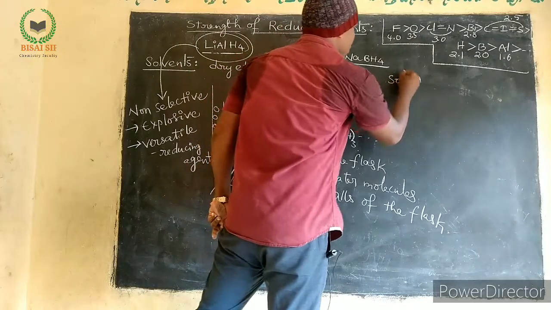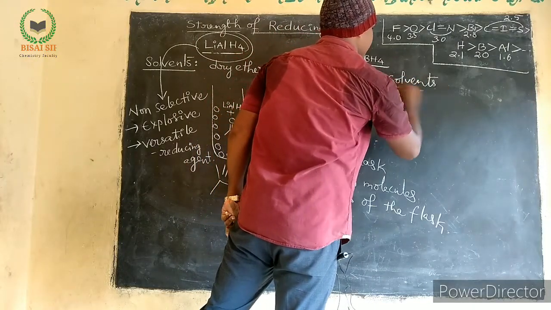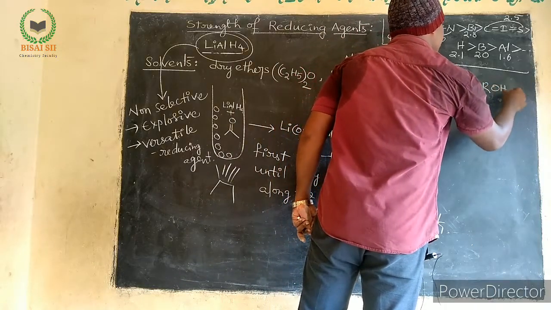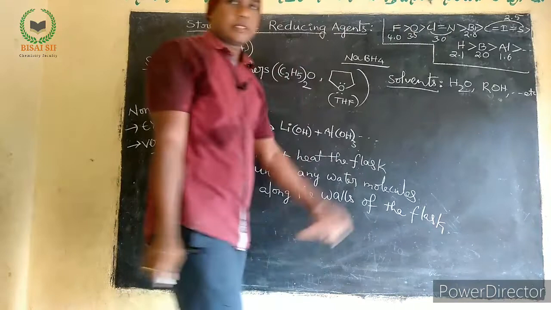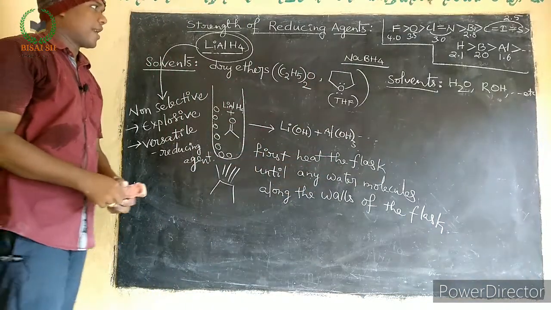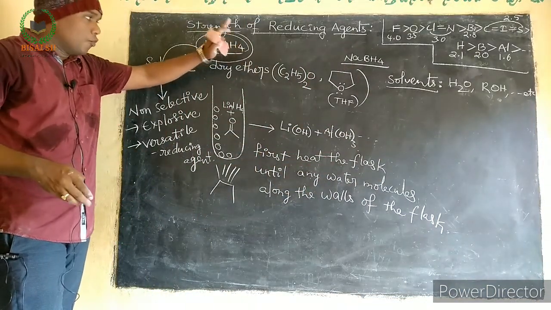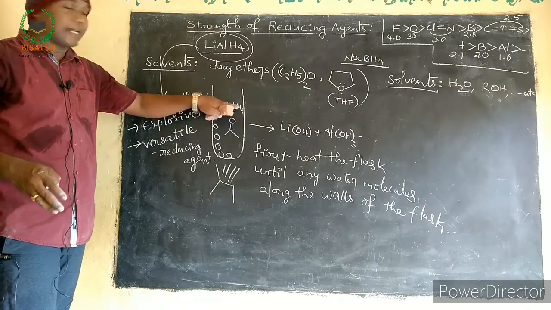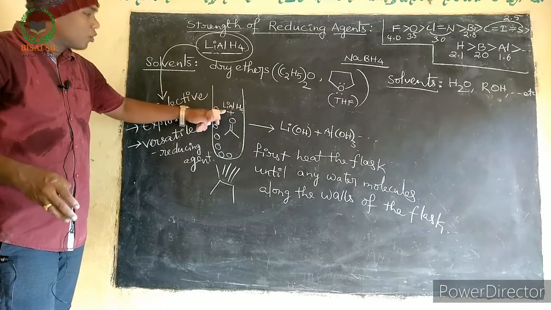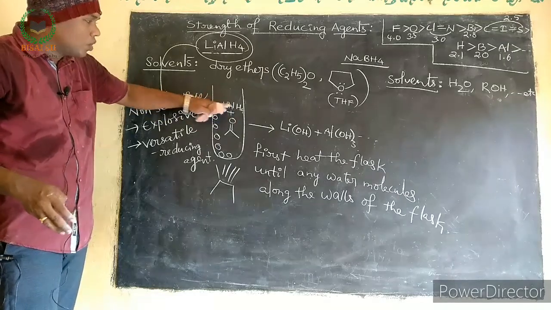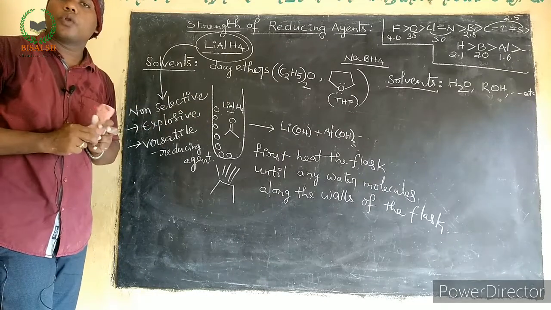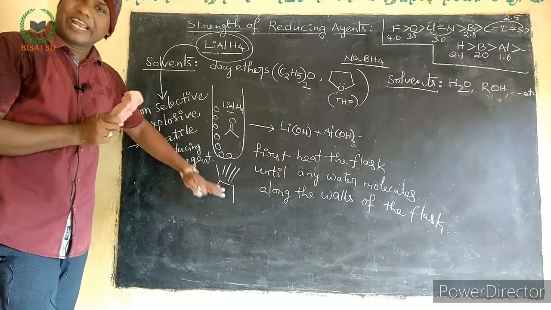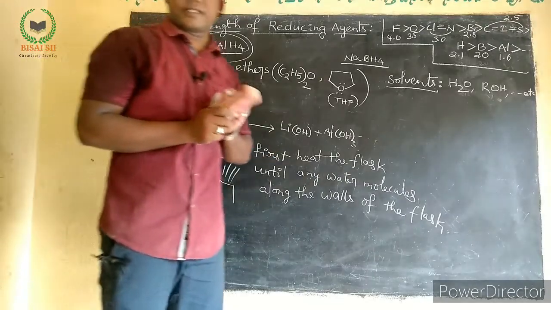In the case of sodium borohydride, you can directly take simple solvents like water molecules or alcohols. But in the case of lithium aluminum hydride, we should not take water. Why? Because this is a highly explosive and highly reactive reagent. So before the reaction between these two, it will react with water molecules along the walls of the container or flask. So first we have to heat the flask until any water molecules are removed, correct?